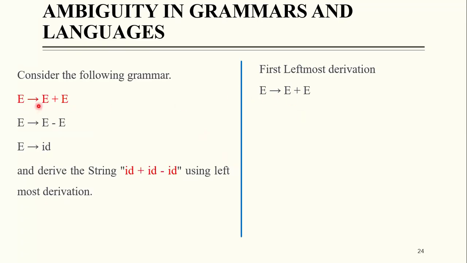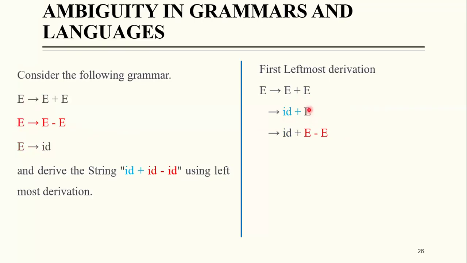In this case, I have chosen the production initially called E derives E plus E. And next for the leftmost derivation, I need to replace the non-terminal in the leftmost position. So for the leftmost E, I have chosen the production E derives ID, and I have changed this E to ID. So ID plus; this is a terminal, we can't replace it. So ID plus, as derived. And next we have another E. For this E, I have chosen the production E derives E minus E, because I can't choose this E as ID.